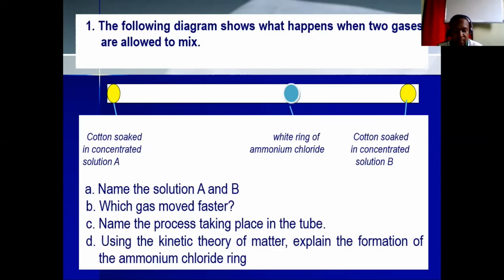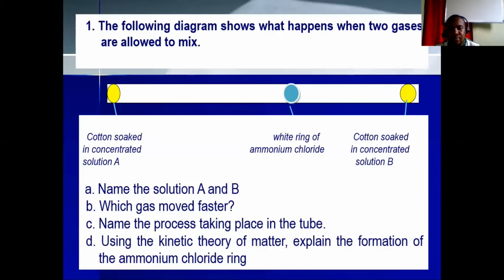The ring is the point at which the particles diffuse from the ammonia and the hydrogen chloride meet. So it's the reaction between the diffused particles of both substances. All right, but according to the kinetic theory, which one of those points will cause the particles to move? So which one of the points from the theory will cause us to have the movement so we can get that white ring?